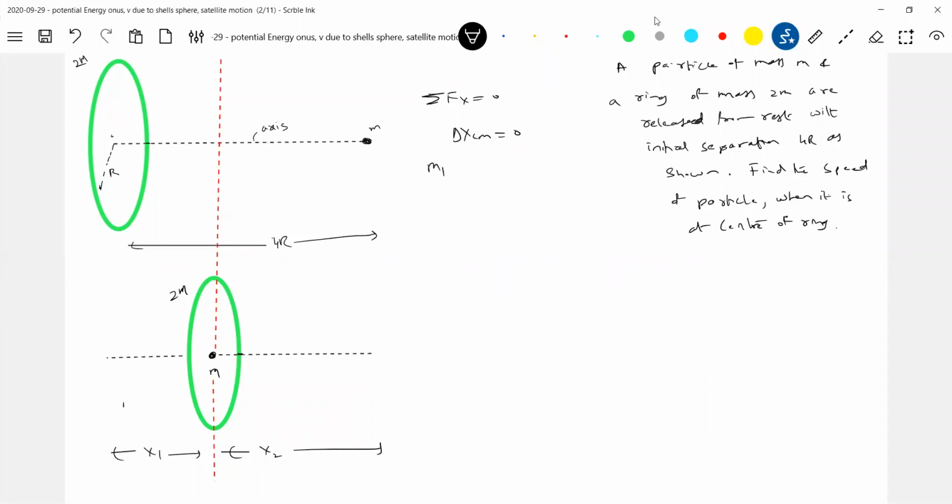Then from that, m1 x1 should be equal to m2 x2. So therefore 2x1 equals x2. What is x1 plus x2? It should be equal to 4r. So x2 is 2x1, giving x1 equal to 4r by 3. So what is x2? x2 will be 8r by 3.